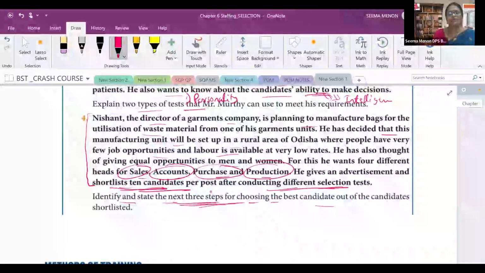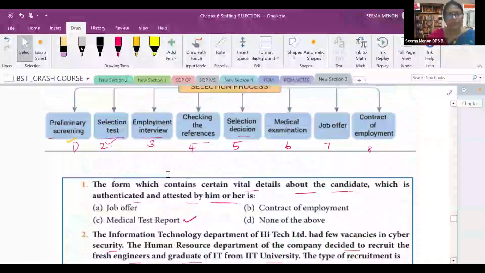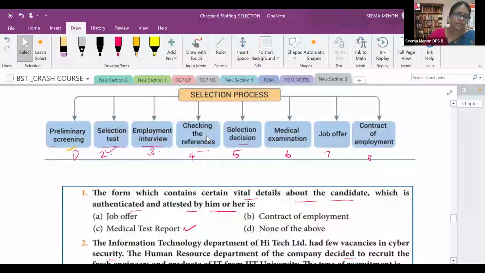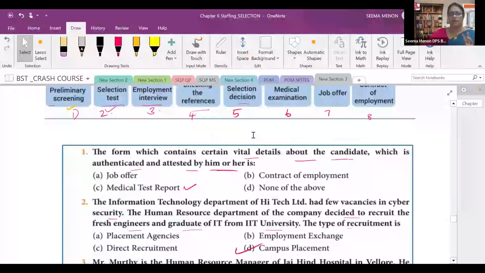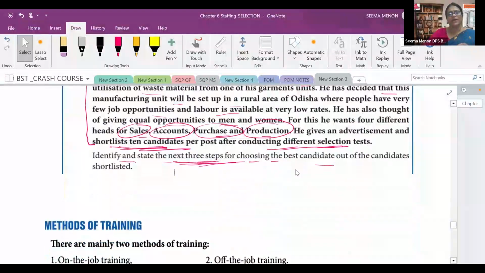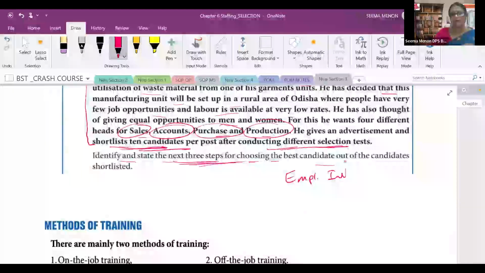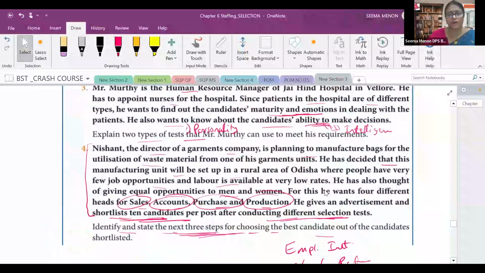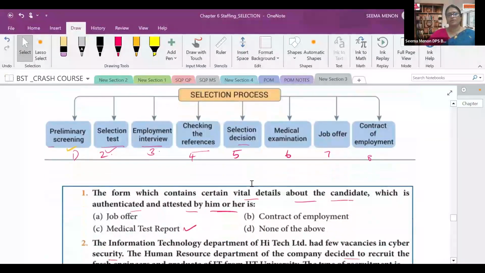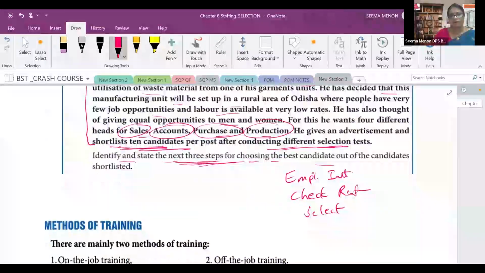Now we have to explain next 3 steps. Next 3 steps में what will come? That will be coming employment interview. Then comes checking the reference. Then comes selection decision. So employment interview. Selection test के बाद क्या होगा तुरंत? Employment interview, right? After that, what will be there? Checking the reference. आप reference को check करेंगे. Then what comes after that? It comes selection. Yes or no? Final selection. So selection decision, right? They will select the employees. We will be explaining this in detail.